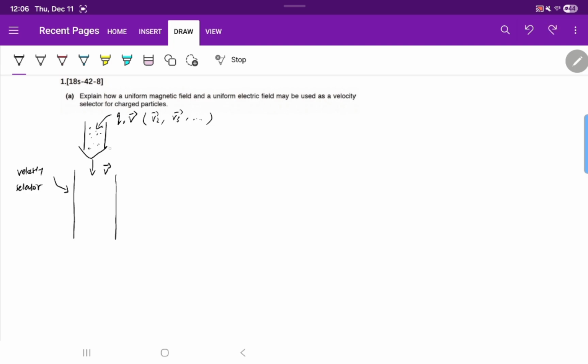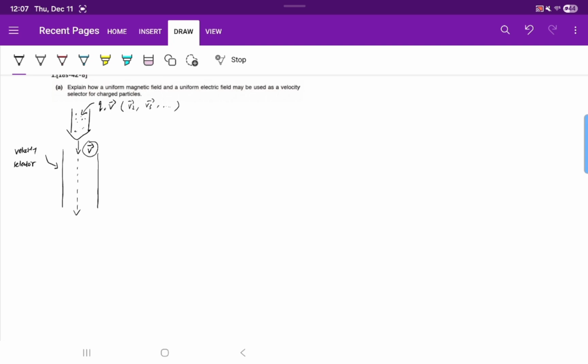So those particles with other speeds, either higher or lower than the velocity v, will deflect to the left or to the right when they enter the velocity selector. Particles with different velocities will not be able to pass straight through and out of the selector. The question is how do we use the magnetic field and the uniform electric field to make this velocity selector?